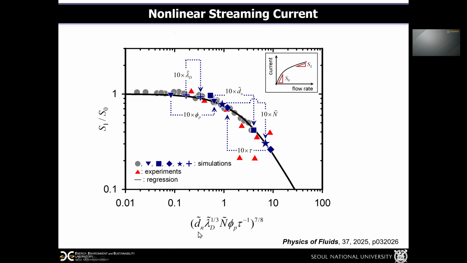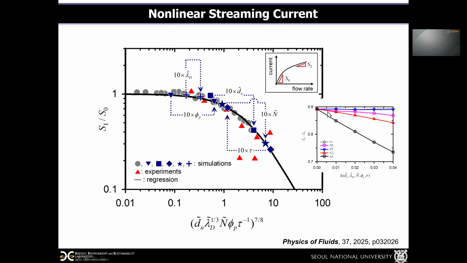When we tune the thickness of the Nafion, the concentration of electrolyte, N is the charge of the surface, and pi p is the porosity, and tau is the tortuosity. By analyzing this, the black line and red line influence the largest among these other parameters.